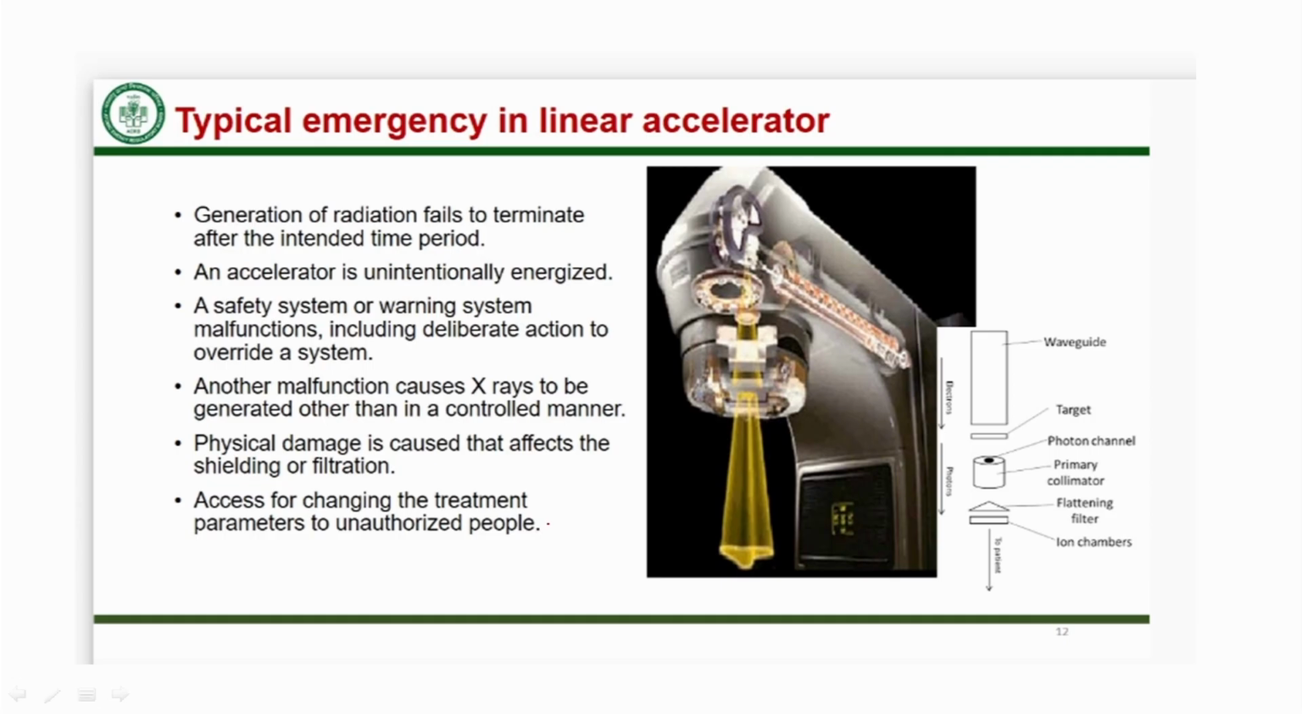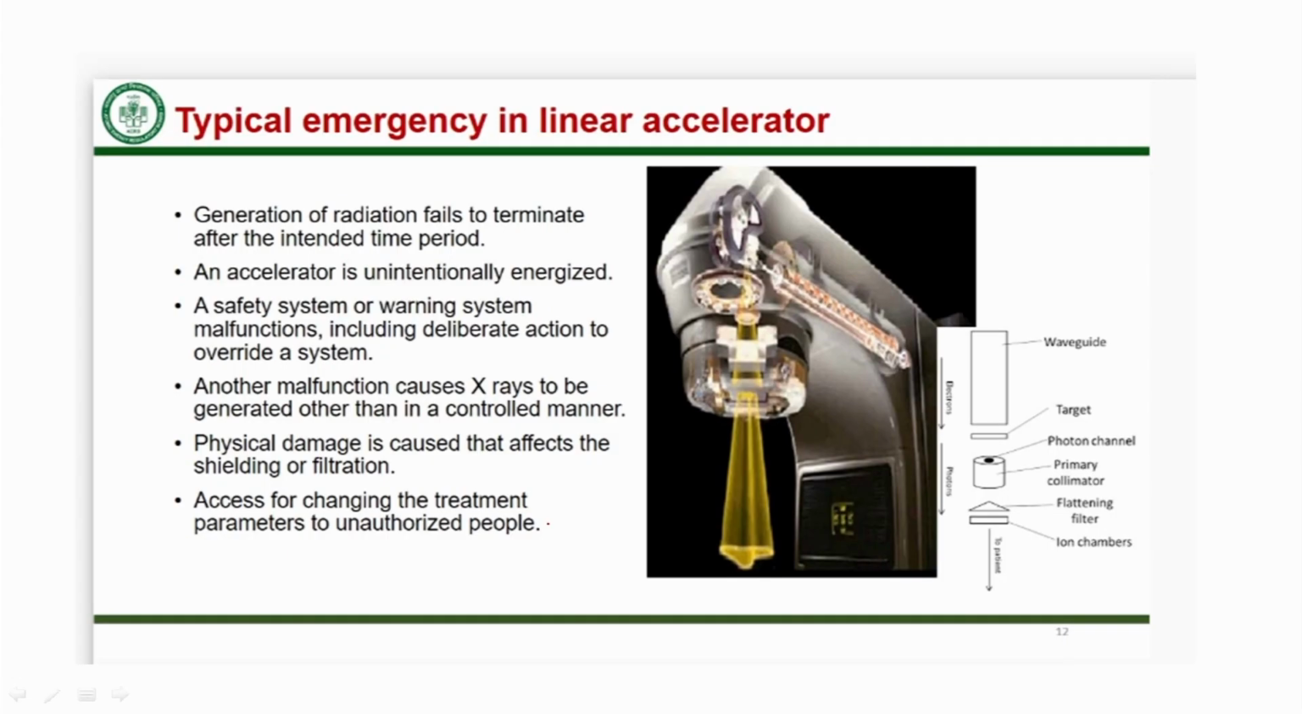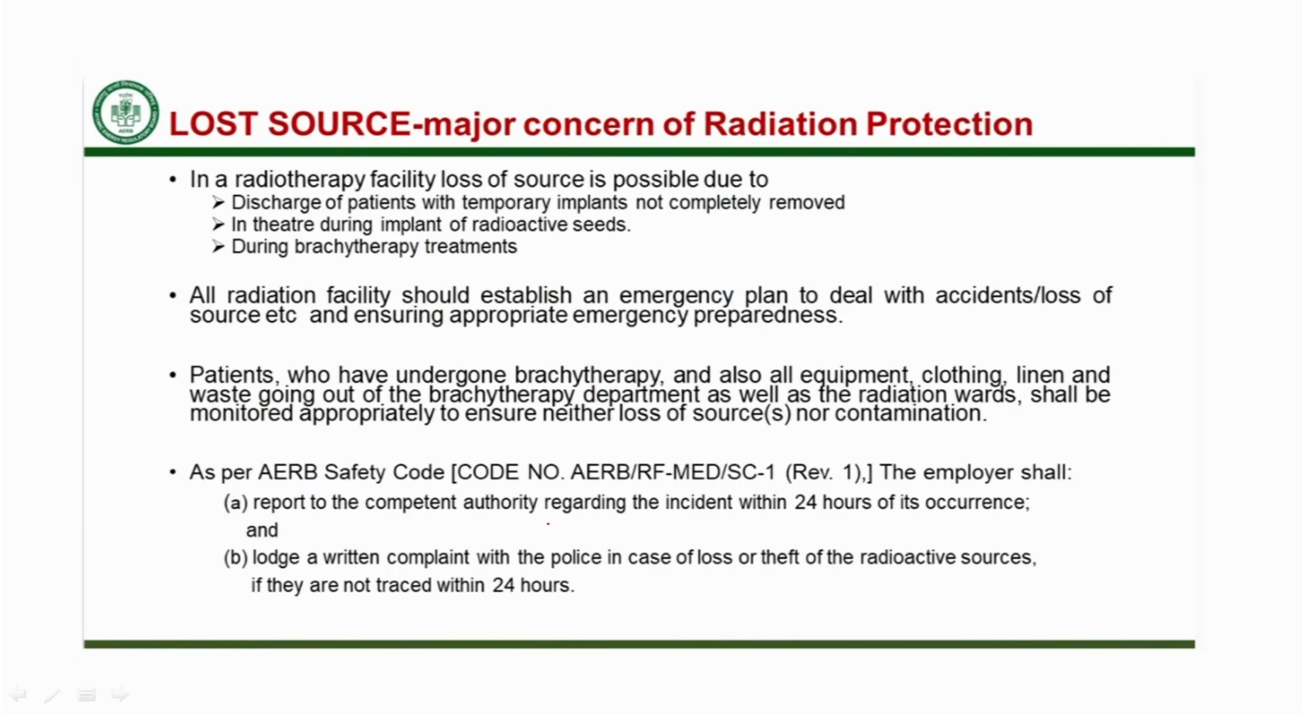Another malfunction causes X-rays to be generated other than in the controlled manner. Physical damage can affect the shielding or filtration. Suppose the gantry is hit by the couch and the shielding of the head has been damaged, so there is a possibility that leakage radiation will increase and expose more radiation to the surrounding persons or the person who is handling. Access for changing the treatment parameters by unauthorized people, some unauthorized person accessing the machine, is also an emergency. And one of the biggest emergencies is the lost source.